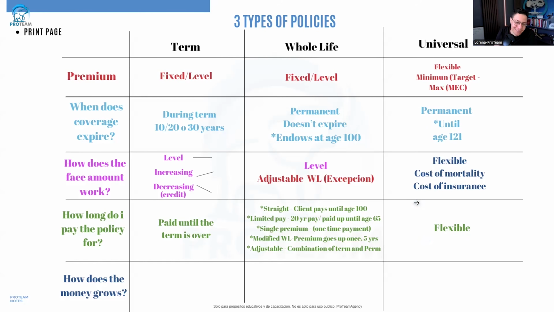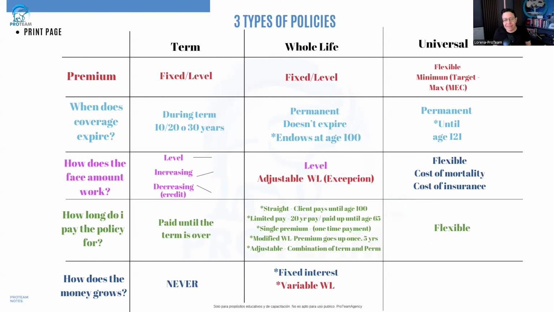So anyway, let's get back into it. So how does the money grow? In the term policy, never. Write this down. Never, ever, never. In a term policy, the money does not grow. So if you at any point see money grows, so will never. Did I say never? Never. Okay, good. So now the next one is in the whole life policy.